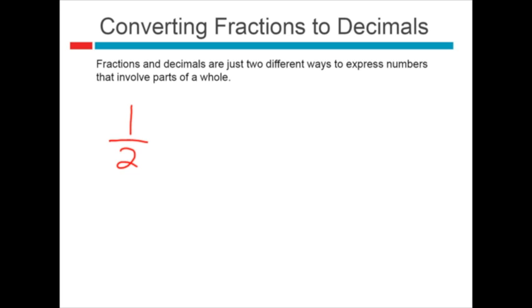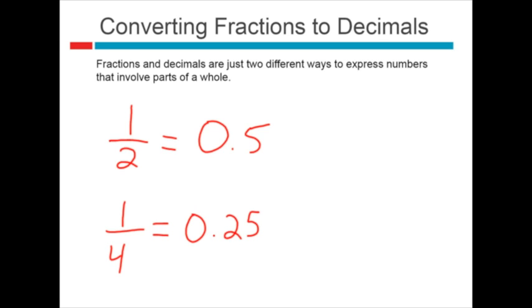Probably the most basic fraction out there is the fraction 1/2. And some of you may be familiar with 1/2 equals 0.5. Another fraction people may be familiar with is 1/4, and 1/4 has a decimal equivalent of 0.25. A lot of people are familiar with these two because of money. When you think of half a dollar, you probably think of 50 cents or 0.5. If you think of a quarter, then you probably think of 0.25 or 25 cents.